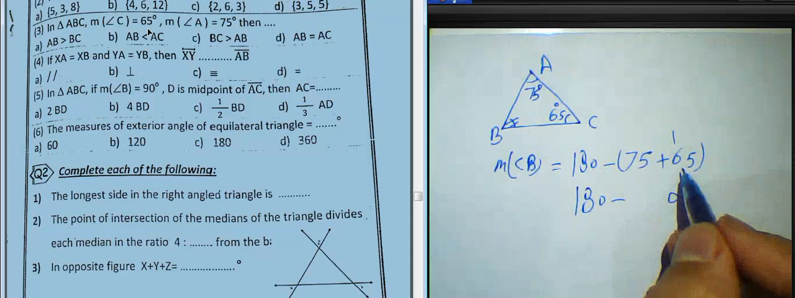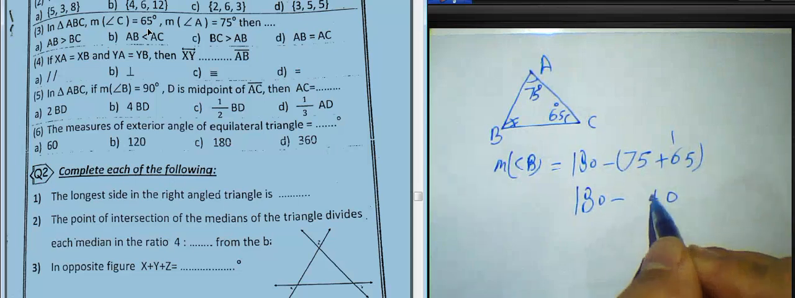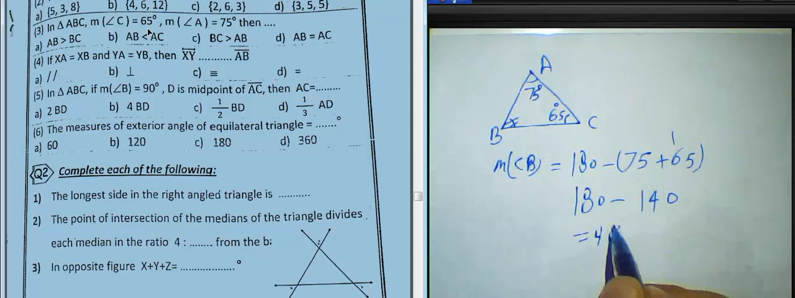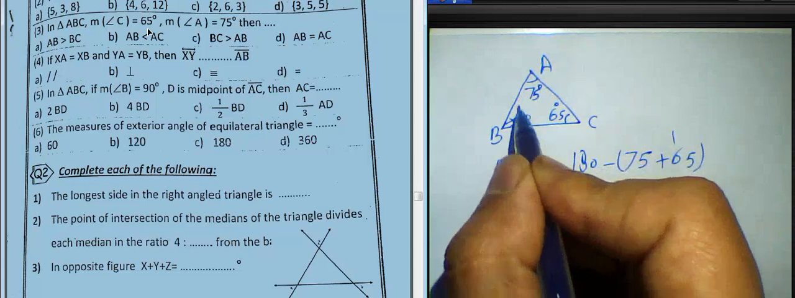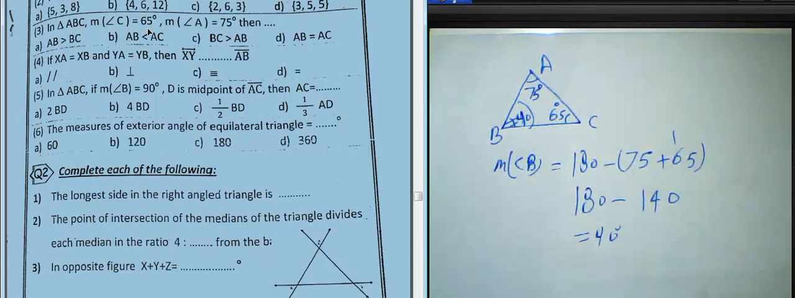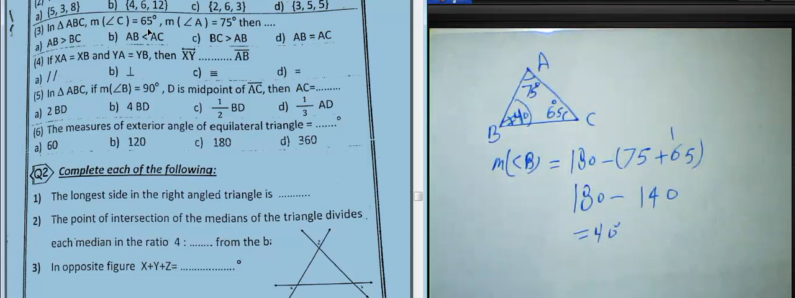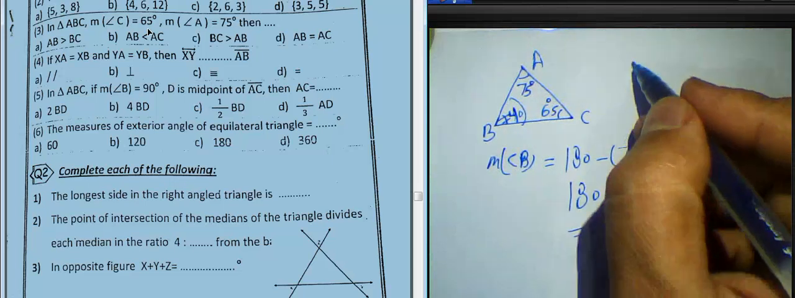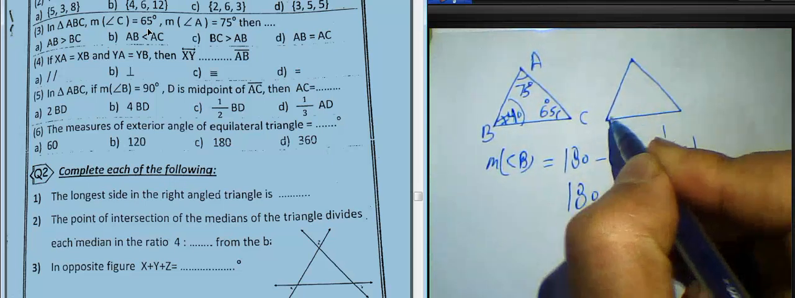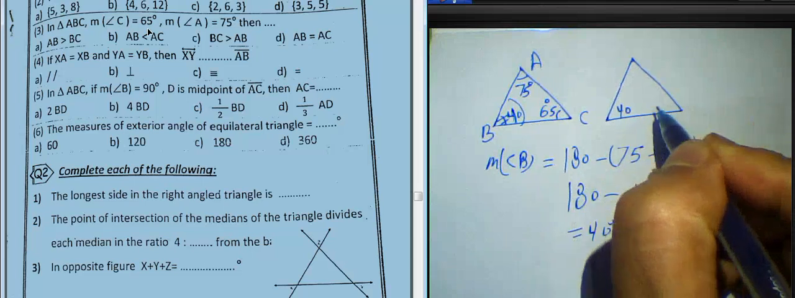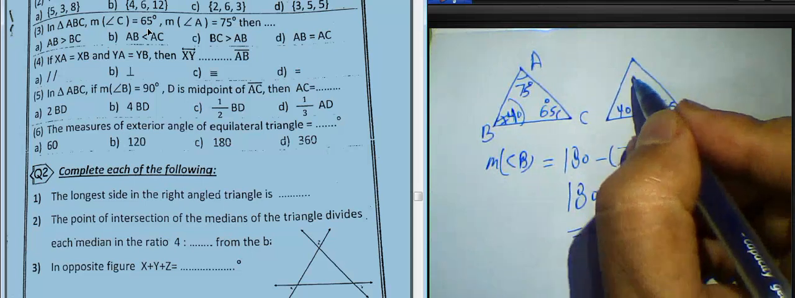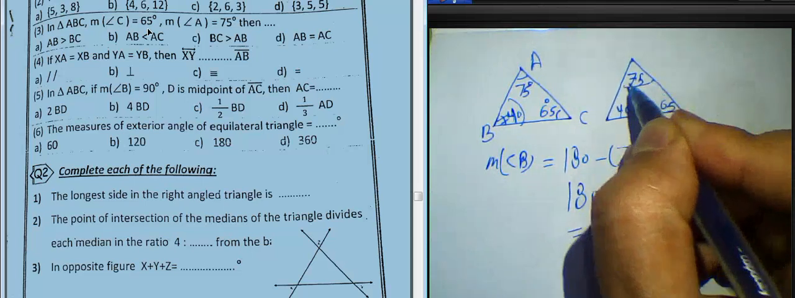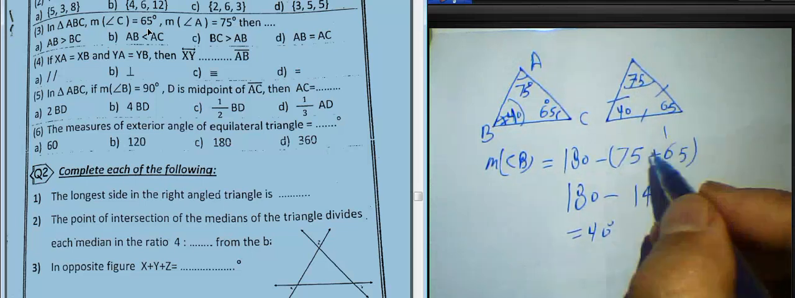5 plus 5 equals 10, 0 and carry 1. 7 plus 7 equals 14. The result will be 40 degrees. So the measure of angle B equals 40 degrees. Okay. So this triangle will be acute. Yes, an acute triangle, and the sides will be scalene.